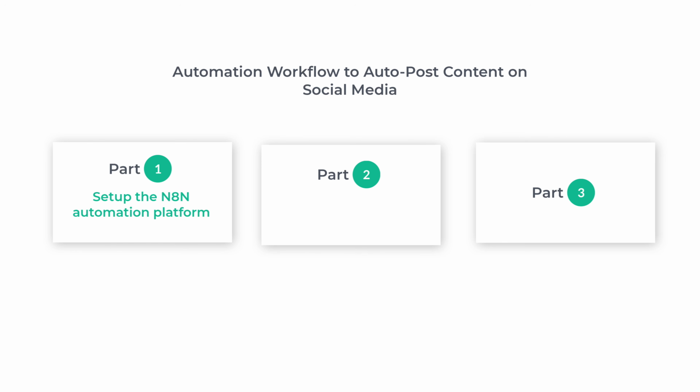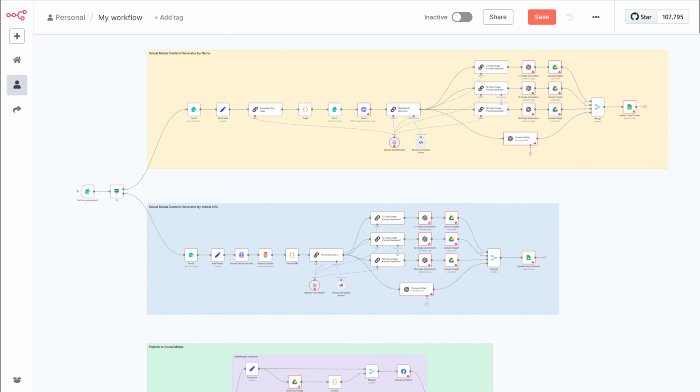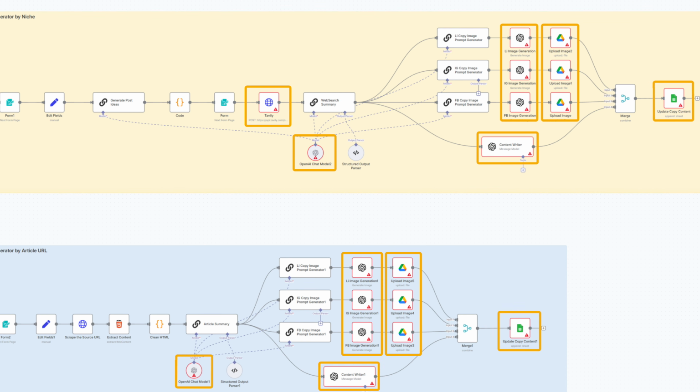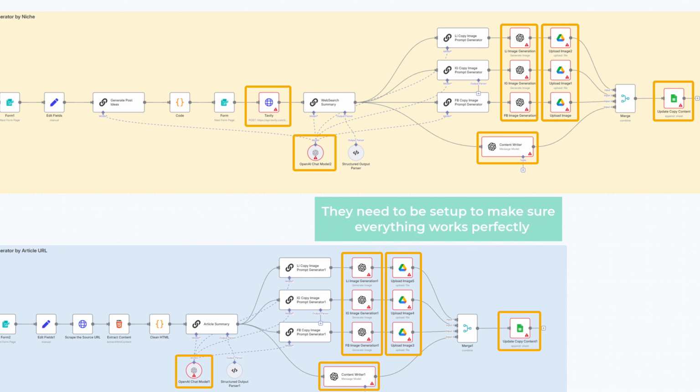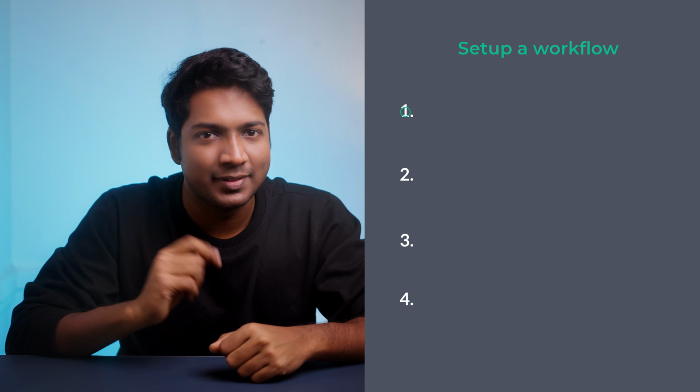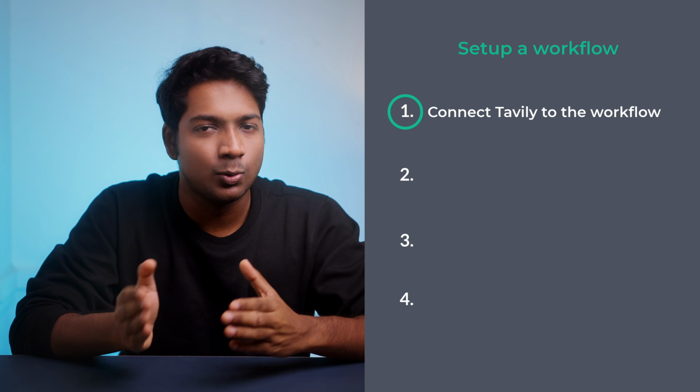Okay, now let's move on to the second part of this video, which is to set up the workflow to create the content. Here you can see that some of the nodes have warning signs, which means they need to be set up to make sure everything works perfectly. So to set up the workflow, we are going to do 4 simple steps. The first step is to connect Tavily to the workflow.